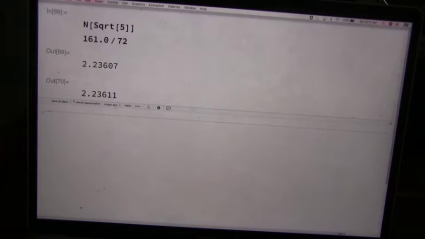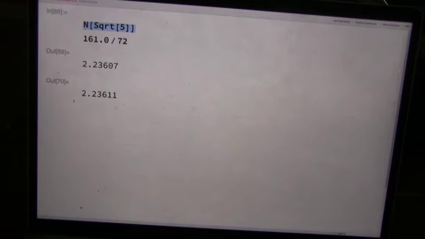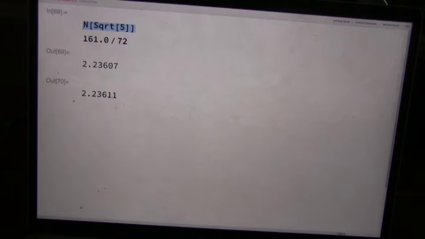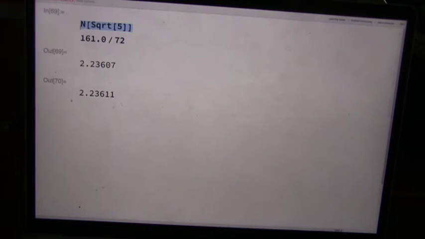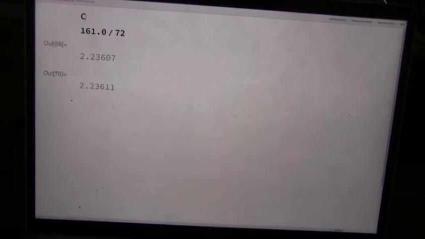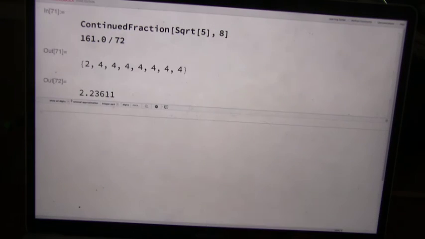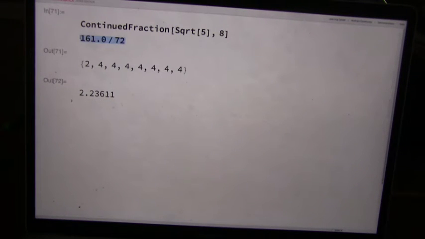But the neat thing is we're going to see these same numbers in the continued fraction for the square root of 5. So do you remember continued fractions, I mean? Square root of 5, we'll do say 8 terms of it. And I get 2, 4, 4, 4, 4, 4, 4, 4, 4.